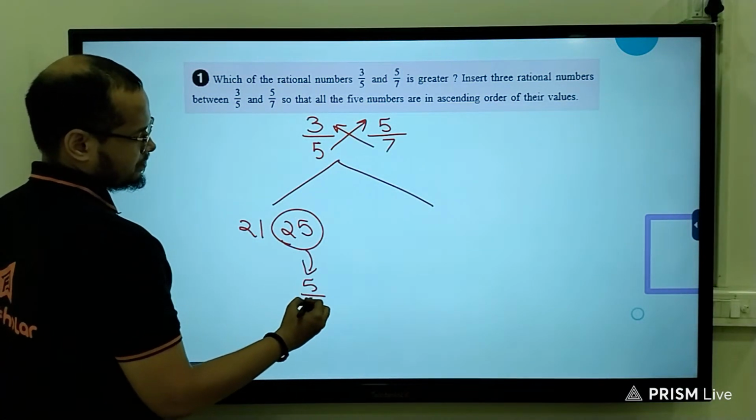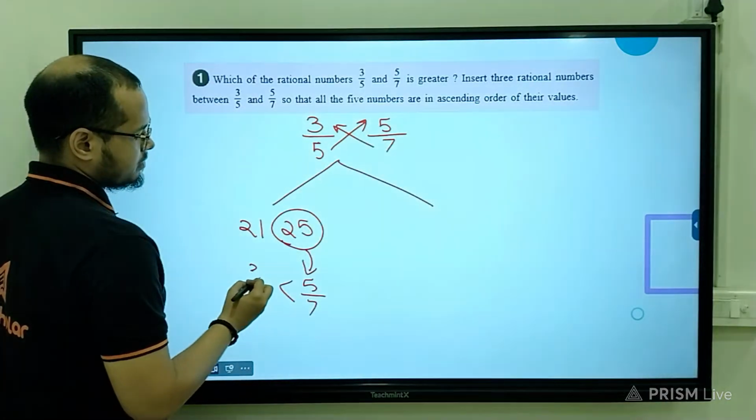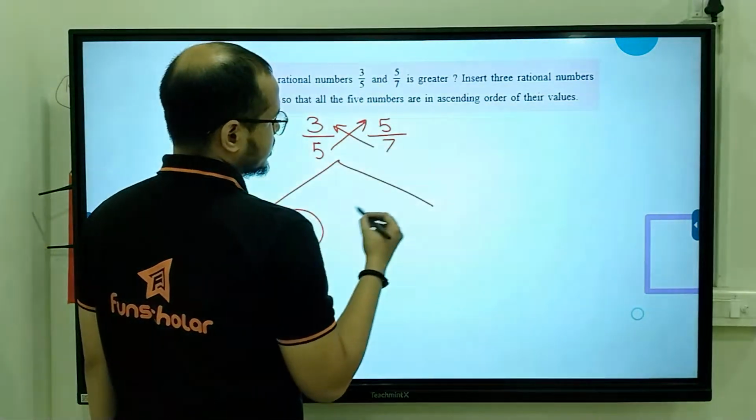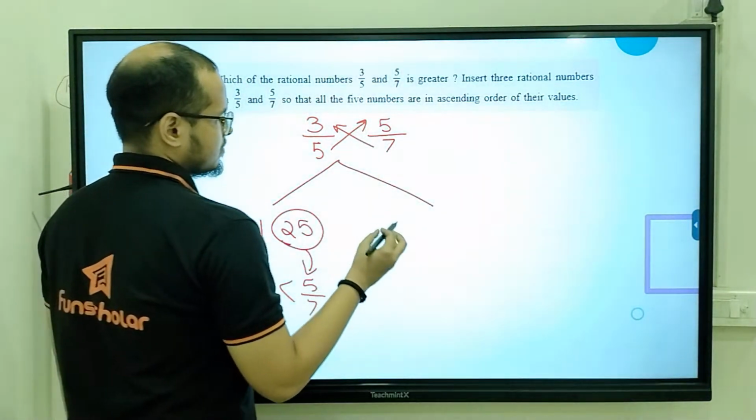5 by 7 is greater than 3 by 5. This is method number 1. Method number 2 is what? We have to make the denominator the same.